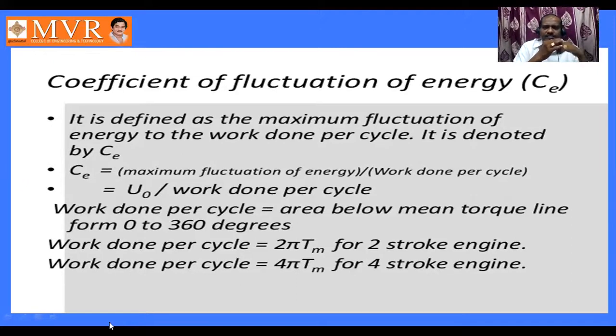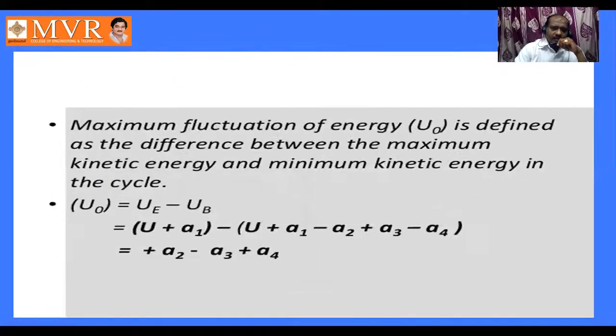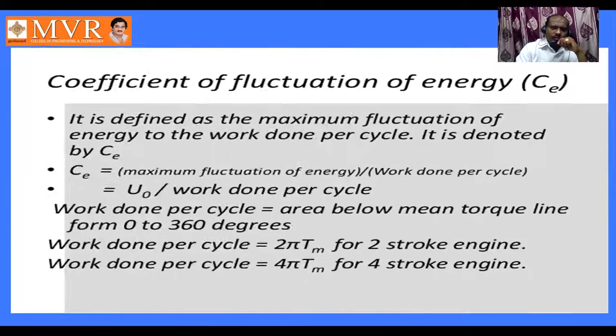Coefficient of energy fluctuation is defined as the maximum fluctuation of energy to the work done per cycle. It is denoted by CE. Maximum fluctuation of energy is U0, that means UI minus UE minus UB is going to be called U0. So thereby work done per cycle is how many? 360 degrees. It has to be complete.